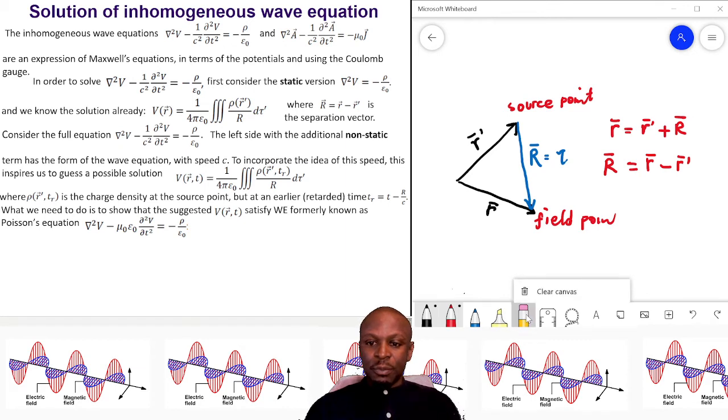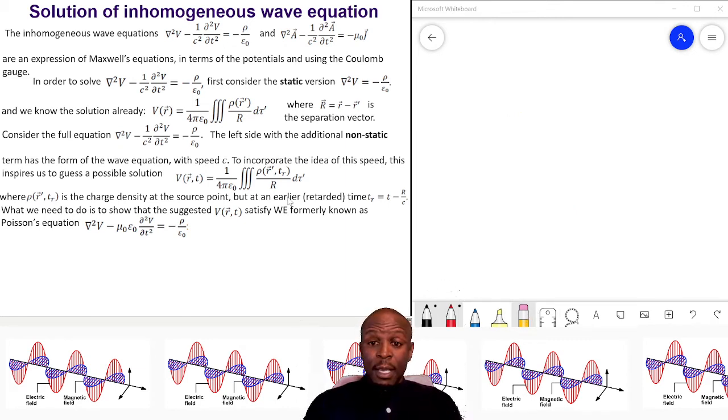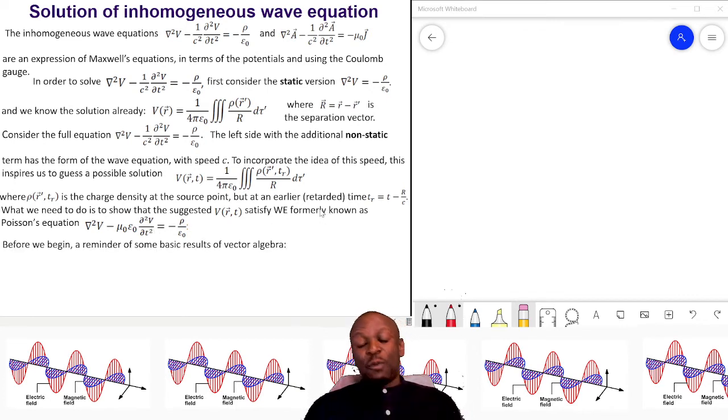Now as soon as we have this as our potential, this is what we are guessing. We just want to see that this potential satisfies the wave equation, formerly known as the inhomogeneous wave equation. In order for us to do that, we will have to take the second order differential of this potential, differentiate that potential with respect to time, and then see what we are going to have. But before we do that, I just want to remind you of the basic results of vector algebra.